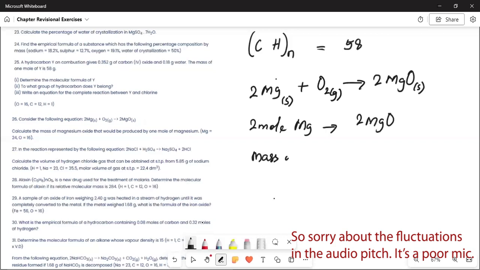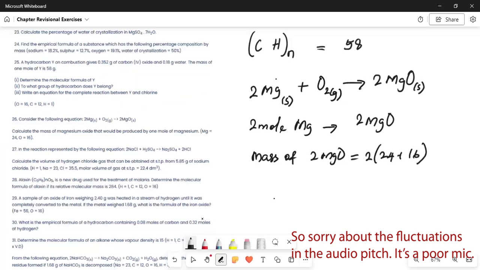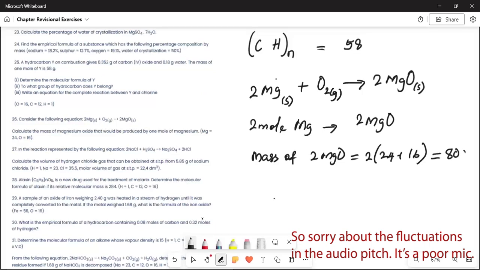The mass of 2 moles of magnesium oxide is 2 times magnesium is 24, oxygen is 16. 24 plus 16, that will be 40. And 40 times 2 is 80. That means in this balanced equation, 2 moles of magnesium gives 80 grams of magnesium oxide, 2 moles of magnesium gives 80 gram of MgO.